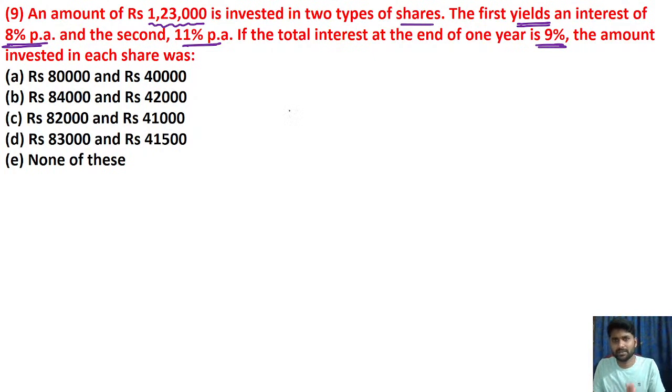See, so there is a first share. Share 1, I just consider A. It yields an interest of 8%. Another share B. Now the sum of the values becomes 1,23,000, remember. And B is getting 11%. If you calculate overall, the person earns 9% of interest. Now, what is the value of A?